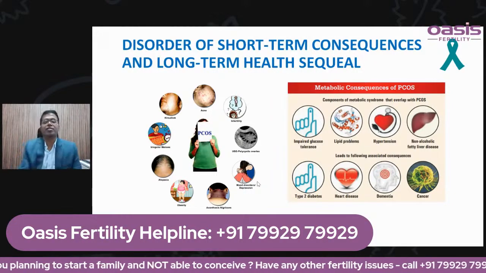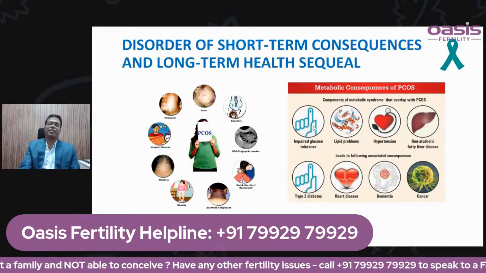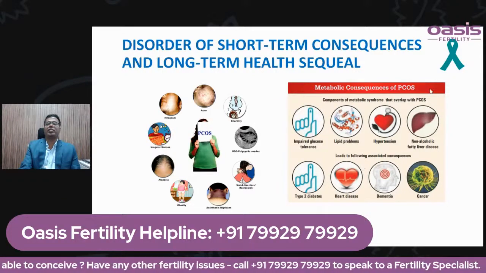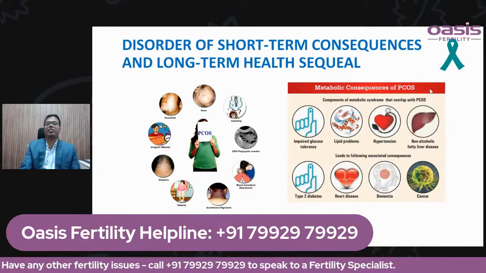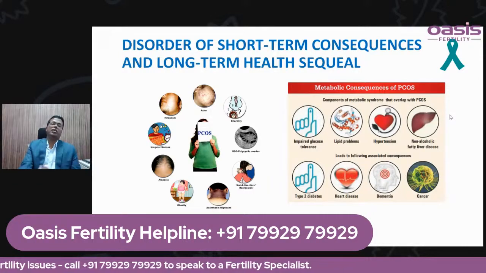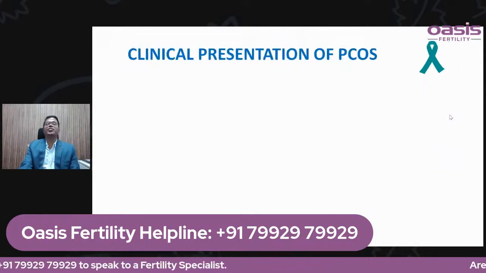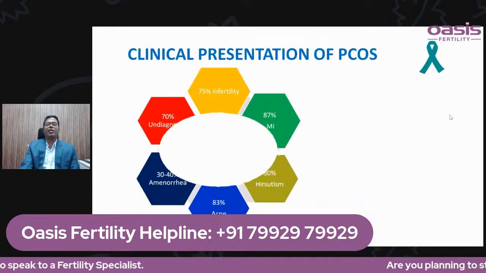She may be depressed or have some kind of psychological issues they may suffer from. So all this together, this is the metabolic, or the subsequent sequelae or the complications, you can say, of polycystic ovarian syndrome.